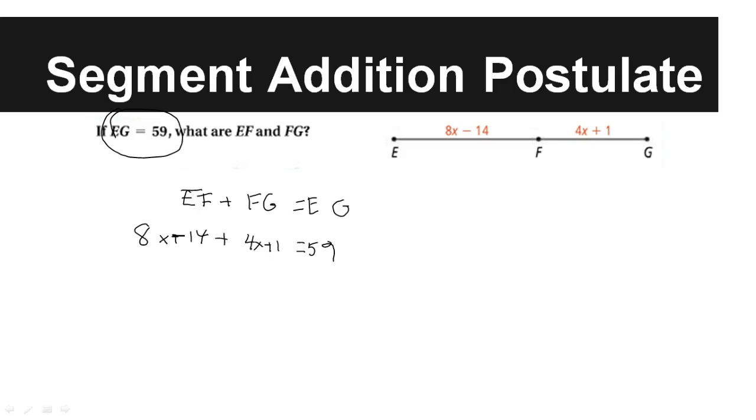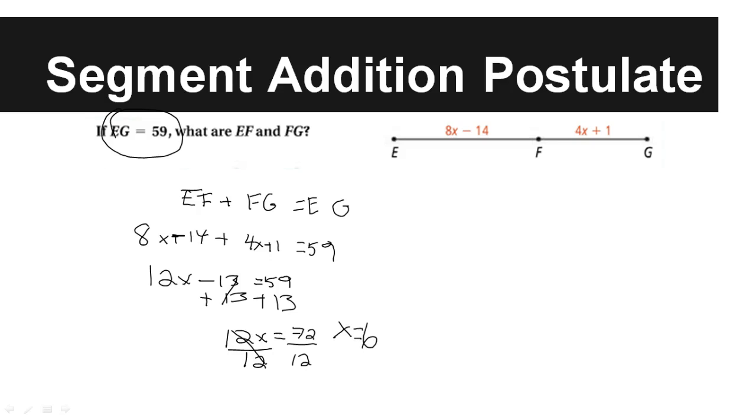Combining like terms, I have an 8x here and a positive 4x here, so I get 12x there. Minus 14 plus 1 is going to give me minus 13, and that equals 59. I'm then going to add 13 to both sides, and I get 12x equals 72. And to finish it up, when I divide by 12, I get that x equals 6.